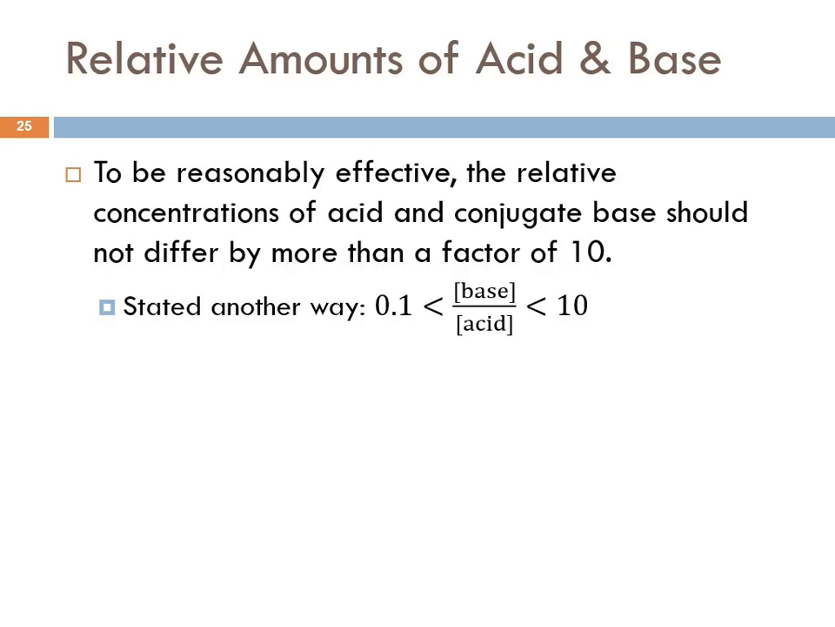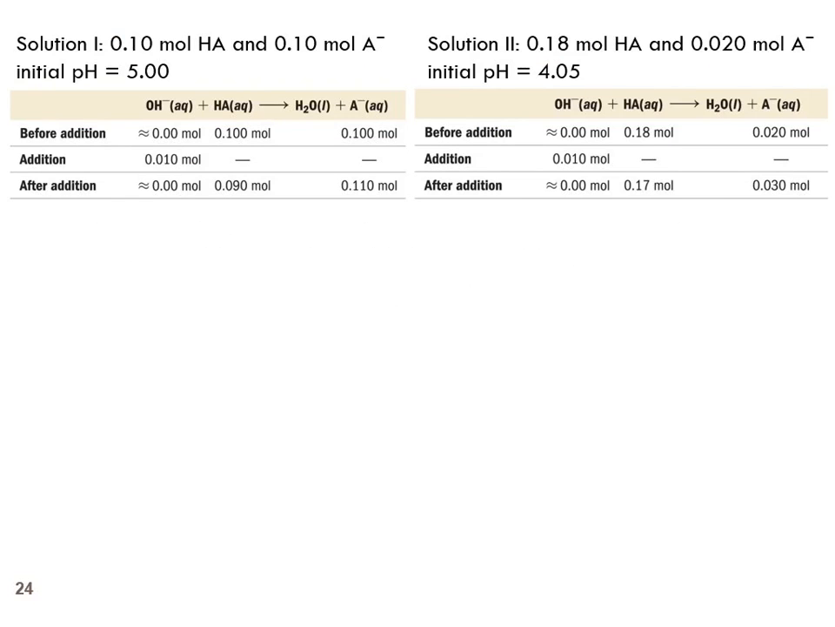So, to be reasonably effective, the relative concentrations of acid and conjugate base should not differ by more than a factor of 10. Well, what does that mean? Well, let's go back and look at this one. 0.18 and 0.02. Do those differ by more than a factor of 10? Well, 0.18 divided by 10 is 0.018. So it is within there, but just barely.